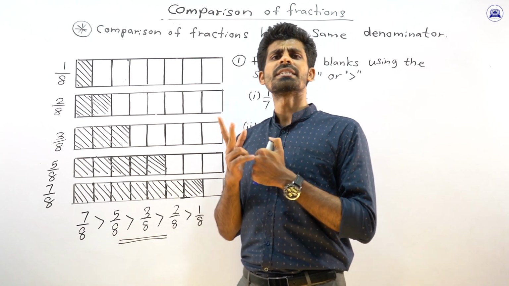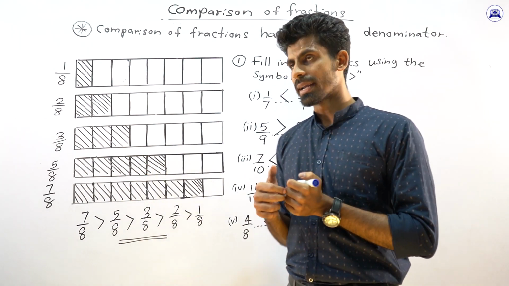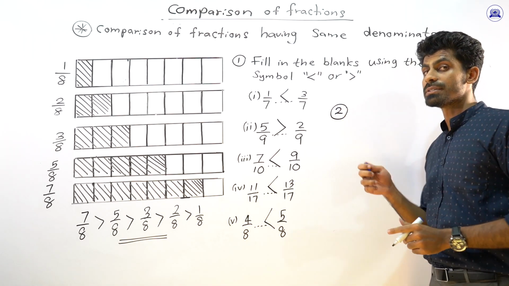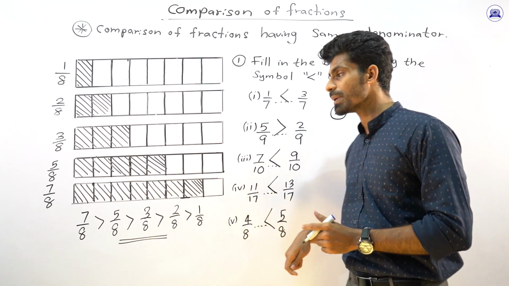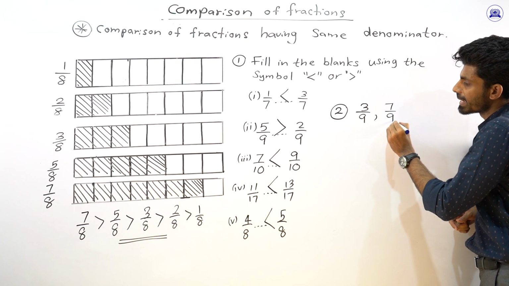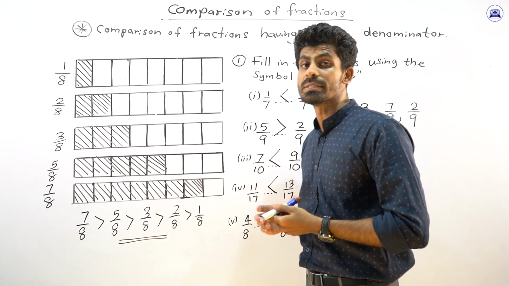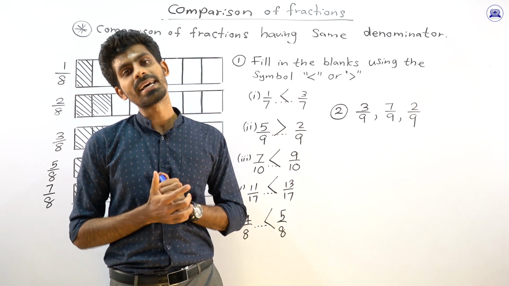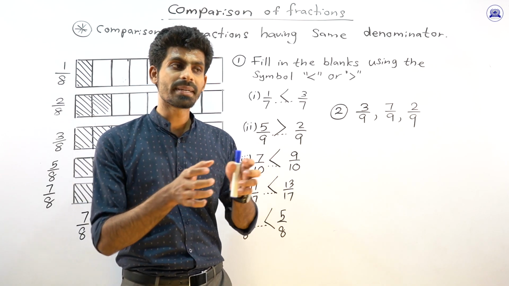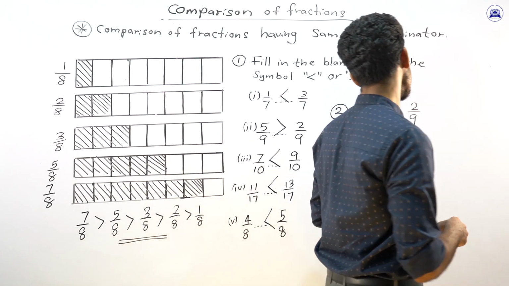So I will give you another 2 questions more, right? Second one, arrange these fractions into the ascending order. Just consider this one. 3 over 9, 7 over 9, 2 over 9. So I will tell you, arrange those fractions into the ascending order. How to do that one? Ascending order means smallest to largest, right? Smallest to largest.